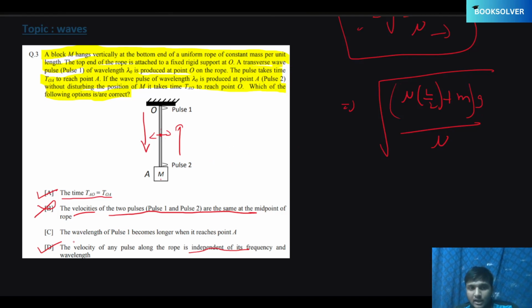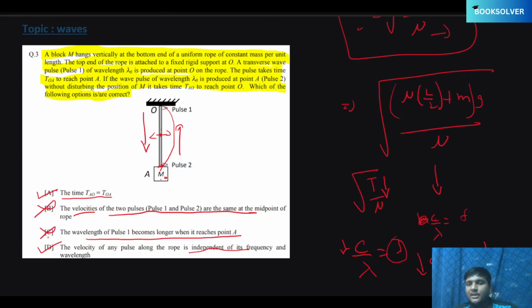Now, they have given that the wavelength of pulse one becomes longer when it reaches point A. At point A, is the tension maximum or minimum? The tension will be minimum, because the pulse has covered the complete rope and only this small part is left. If tension decreases, speed will decrease. We know that c by lambda is equal to f. If speed is decreasing, and frequency once released is constant, then lambda should also decrease. Since the option says the wavelength becomes longer at point A, this option is incorrect.